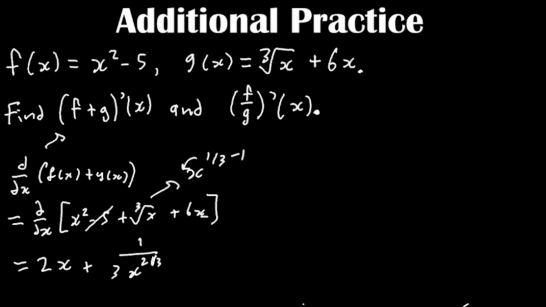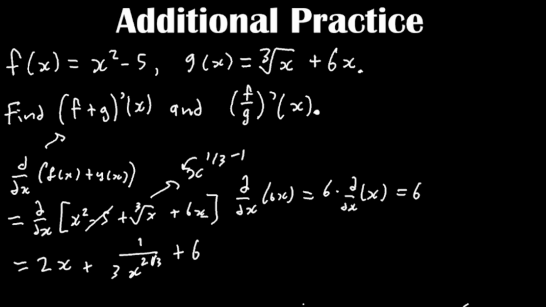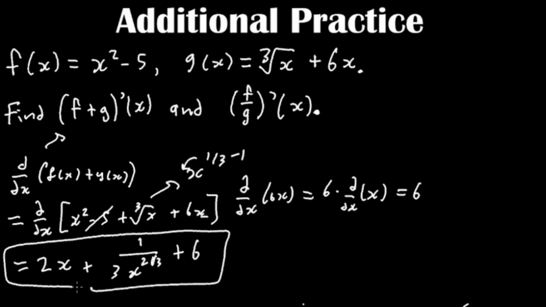Okay. And then we have a plus 6x. Differentiating that, it'll just be 6, because the derivative of 6x, that's 6 times the derivative of x, and the derivative of x is just 1, so that's just 6. So yeah, that is our answer for the first one.